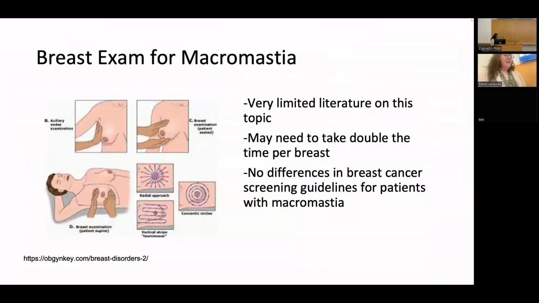So there's very little information on the best practices for breast exams in patients with macromastia. However, given the amount of tissue that will be needing to be examined, providers should allow for extra time during the exam.